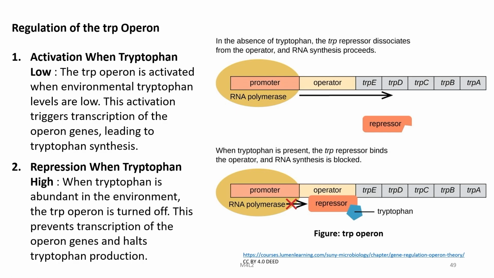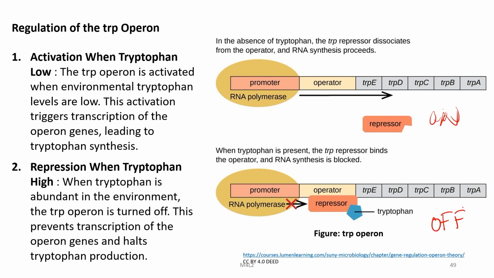Now, how this particular operon is regulated, we will try to understand here. In the absence of tryptophan, the tryptophan repressor will dissociate from the operator and RNA synthesis will proceed. When tryptophan is present, we do not need more tryptophan. So, the repressor will bind to the operator and RNA synthesis is blocked. So, this is a simple switching on and switching off mechanism.